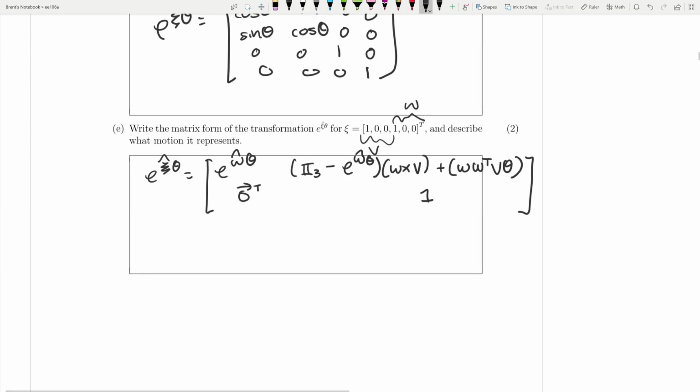So looking at this a little bit more closely, we note that omega transpose v here is the dot product between omega and v, which just gets us 1, right? Because we're taking 1, 0, 0 and taking the dot product of that with 1, 0, 0. We also notice that omega cross v here just becomes a 0 vector because omega and v are equal. And when you take the cross product of two equal vectors, you just get 0. So this entire term disappears because it gets zeroed out. And the second term just becomes omega theta. So let's rewrite this. E to the omega hat theta, and then omega theta, 0 vector transpose, and then a 1, right?